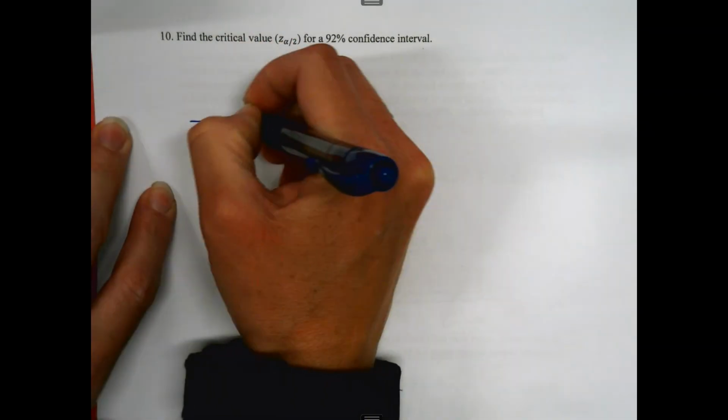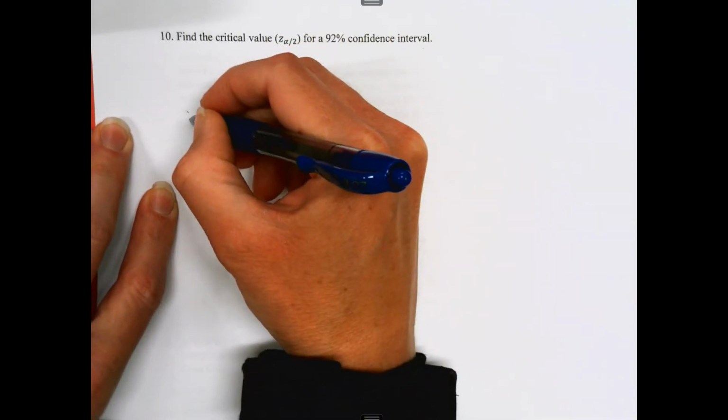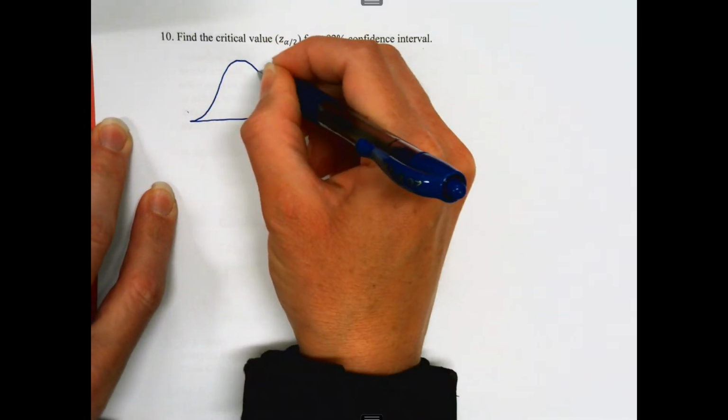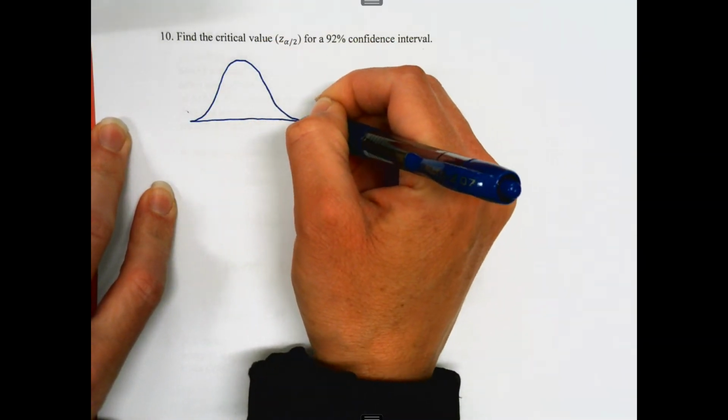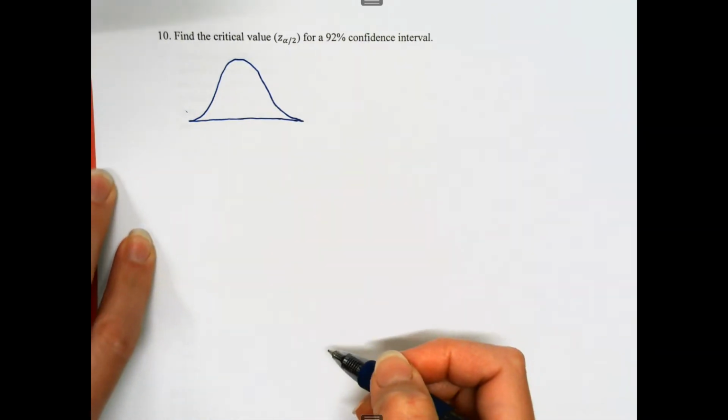Find the critical value, Z alpha divided by 2, for a 92% confidence interval. Essentially, what we need to find is a Z-score where the middle area is 92%. We did this in Chapter 6. We touched on it very briefly in the first section of Chapter 7.